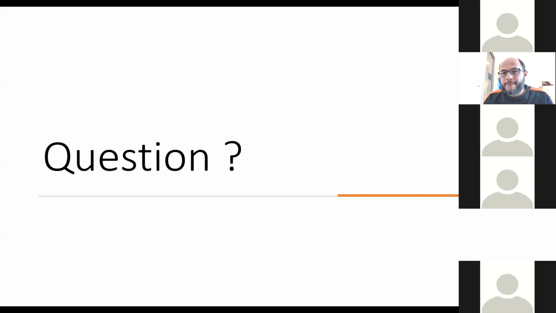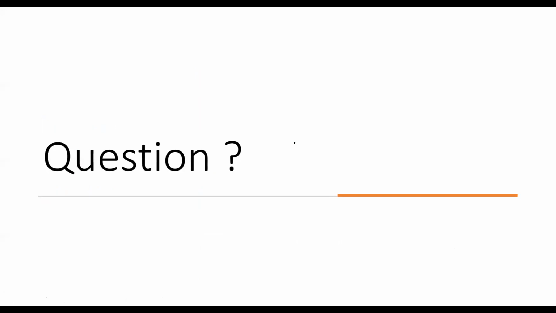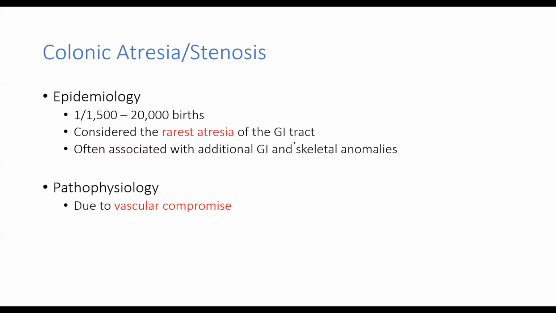Okay. We have 15 more minutes. Let's continue. Now we're going to talk about large bowel obstructions. We will start with colonic atresia. It's 1 in 1,500 to 1 in 20,000 births. It's considered the rarest atresia of the GI tract. It's not common. It's very rare, but it is associated with other GI or skeletal abnormalities.